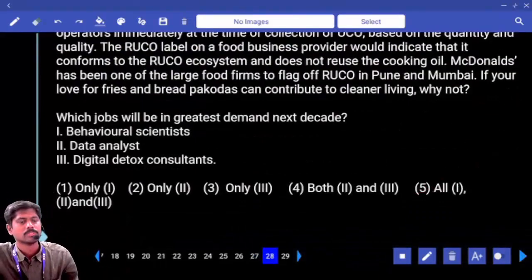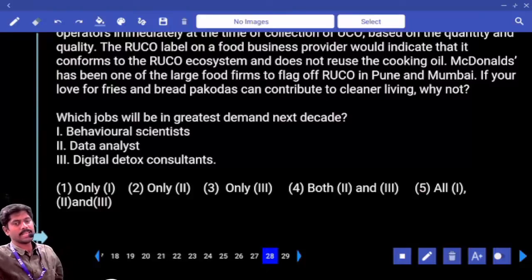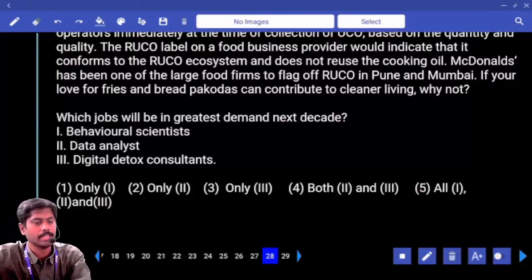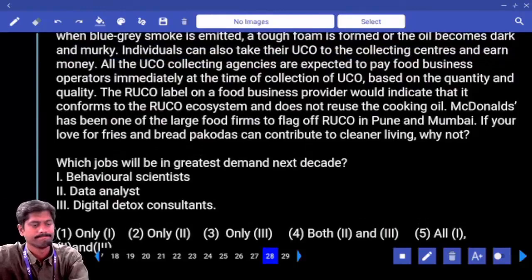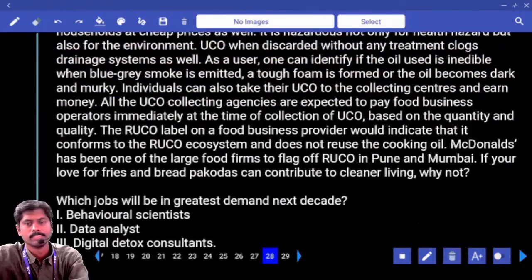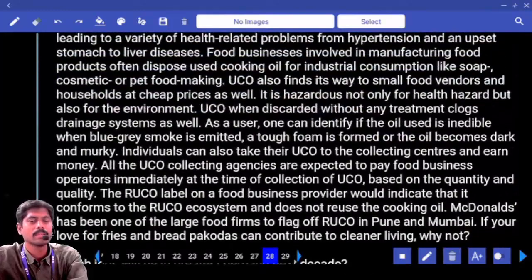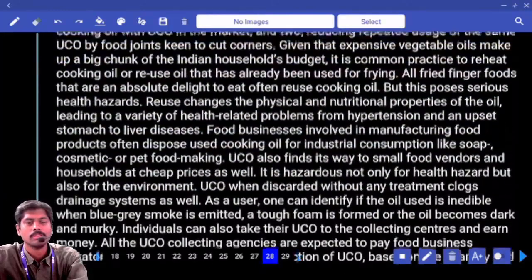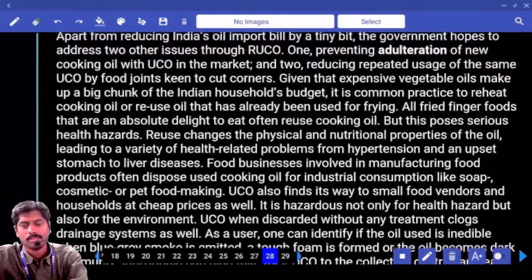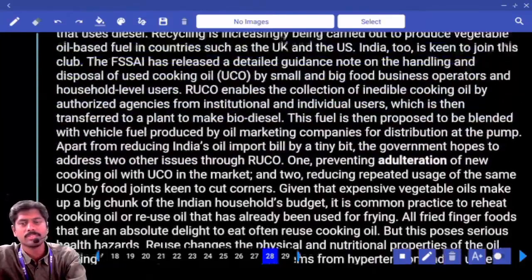5. Which jobs will be in greatest demand next decade? Bank PO, Bank Clerk, Bank SO. Where is that?